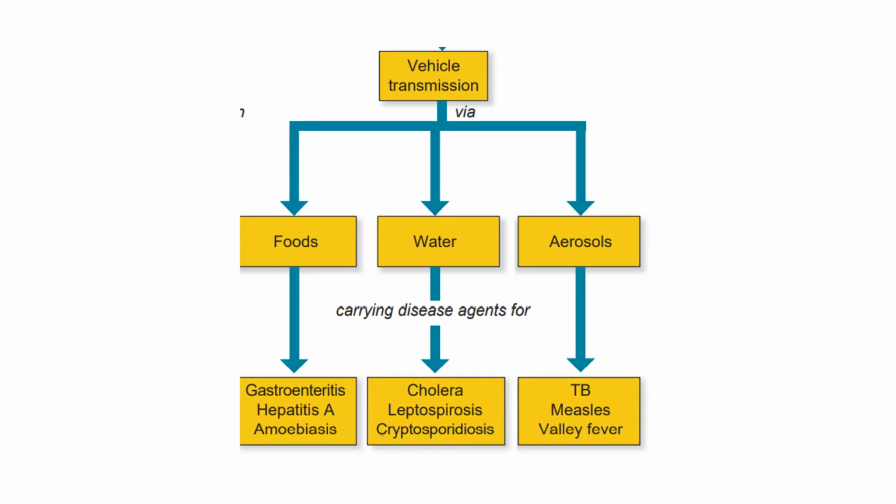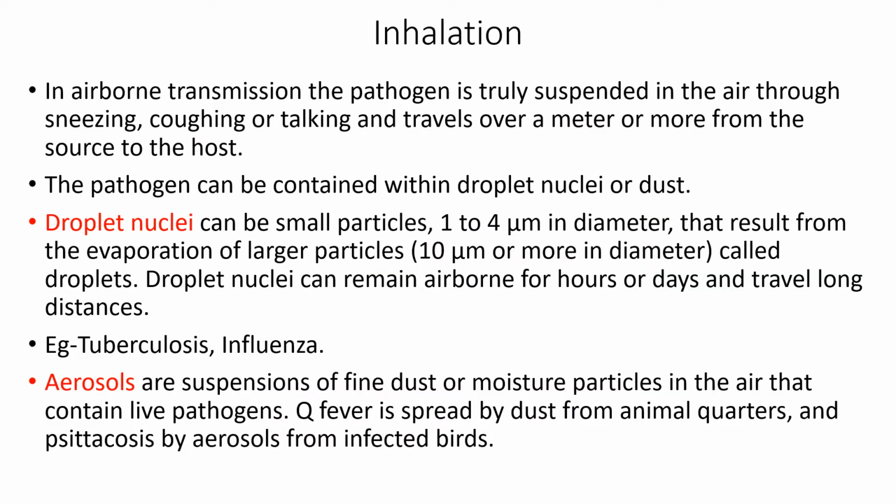The next method of transmission is vehicle transmission, where the disease gets transmitted either through contaminated food or contaminated water, or through air, that is through aerosols. There are certain examples I have given here. Let us see one by one a little more in detail. The first vehicle transmission that we are going to see is airborne transmission.